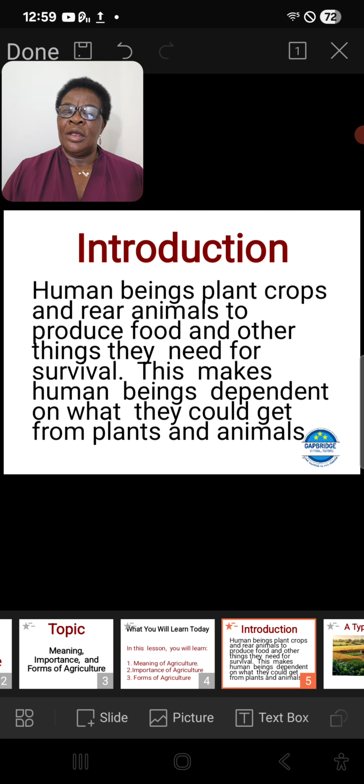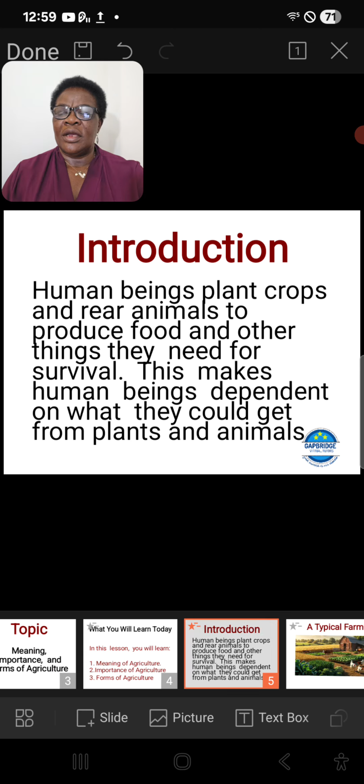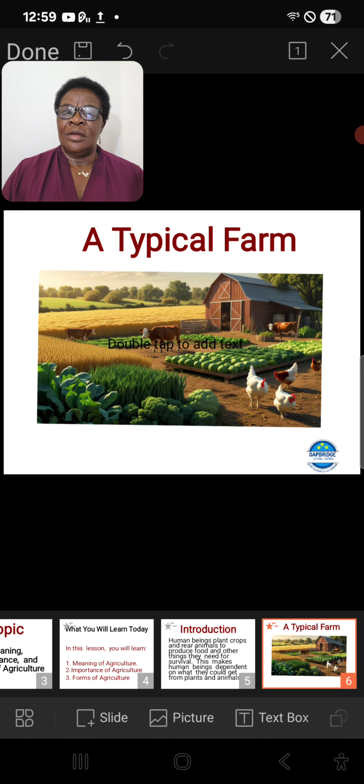Introduction. Human beings plant crops and rear animals to produce food and other things they need for survival. This makes human beings dependent on what they could get from plants and animals. If you look at the picture on the screen, you will see that we have animals and crops. There is also a farmhouse. This shows a typical farm.